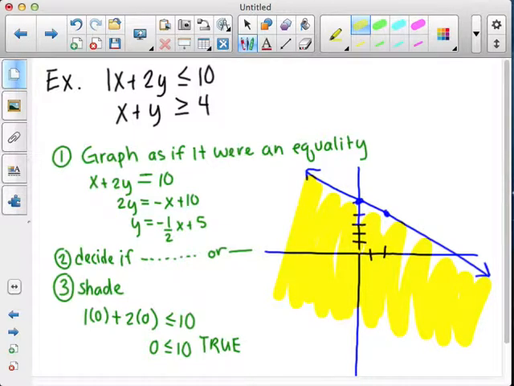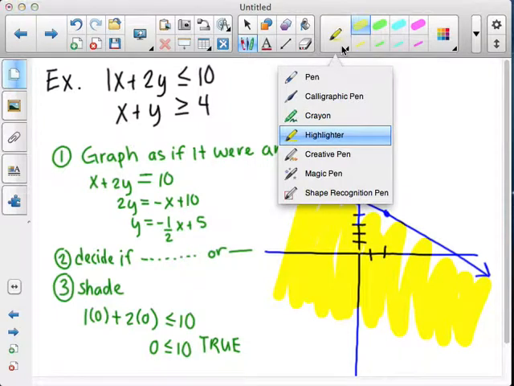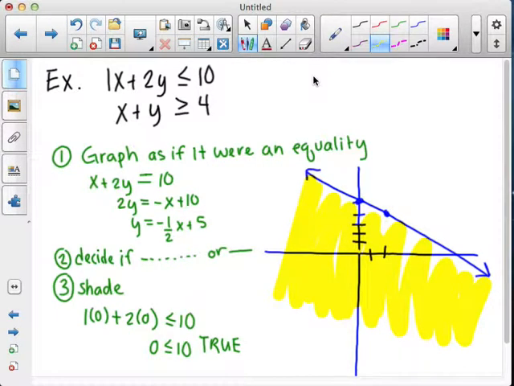Well, I also have to graph my second inequality. So I'm going to come over here and graph my second inequality. Graph as if it were an equality. So x plus y equals 4. Subtract my x, I get y equals negative x plus 4. So I start at 4, 2, 3, 4. And I go down 1 over 1.